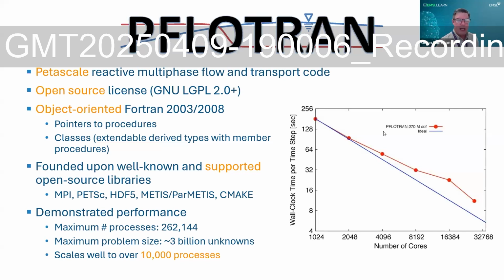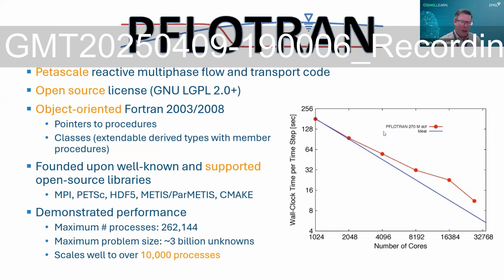It's open source. It has a GNU LGPL license, meaning you can add proprietary code to PFLOTRAN, but it has to be a separate library or a wrapper code. Any modifications to the original source code itself must be freely available to the public.